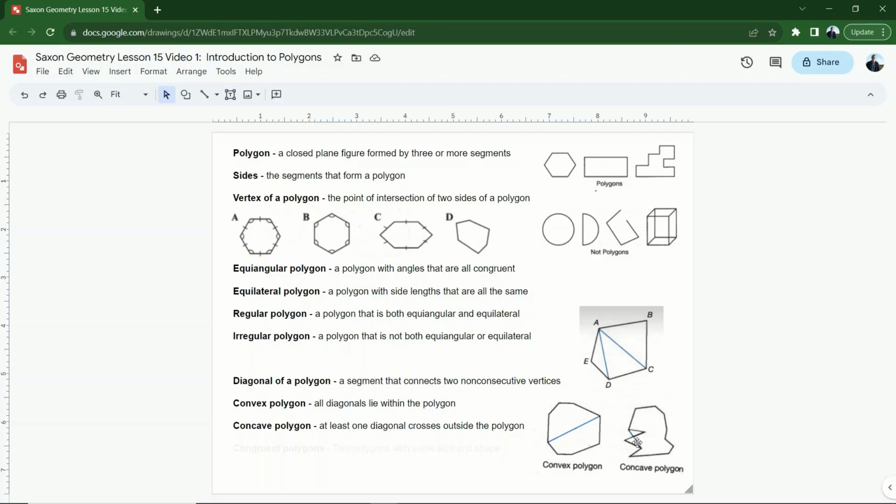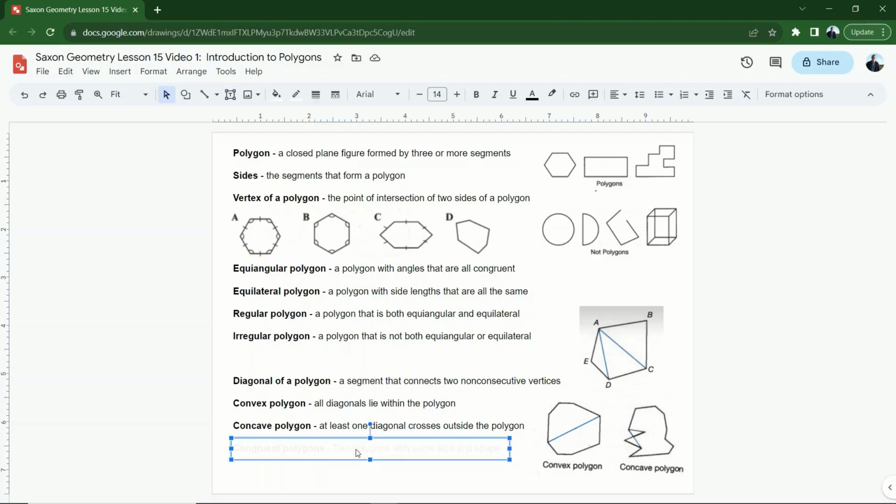The best words to describe concave and convex, therefore, are the words that are right here. At least one diagonal crosses outside. Look, if I draw a diagonal from this vertex here to this non-consecutive vertex right down here, look what happens. It goes outside the polygon for a little bit. And because it strays outside the polygon, that means that this is going to be a concave polygon.